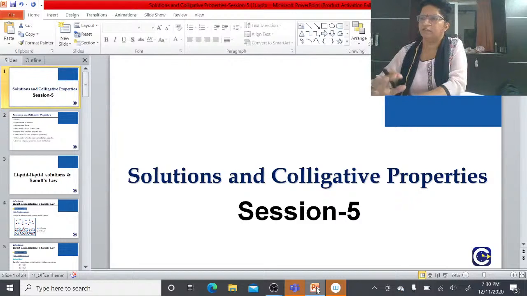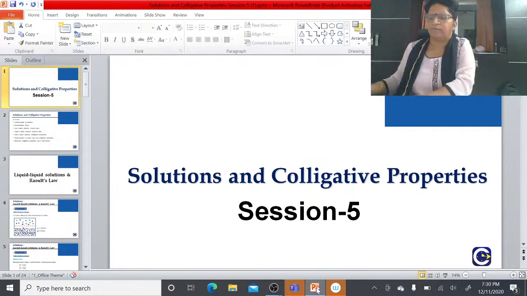What we have done last class, we said about Raoult's law. Raoult's law says the pressure of a liquid in a mixture is equal to the product of its mole fraction into its vapor pressure. So for an ideal solution, if two liquids mix to form an ideal solution, the total pressure is equal to the sum of their vapor pressures in the solution state. So we'll just see the continuation of it.